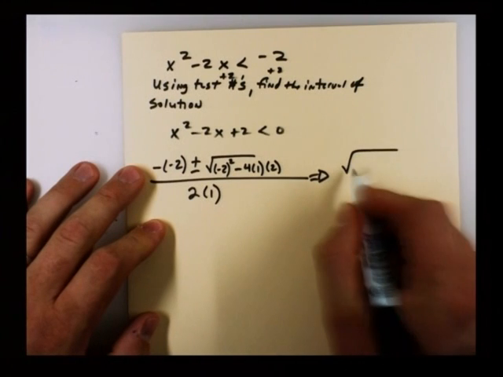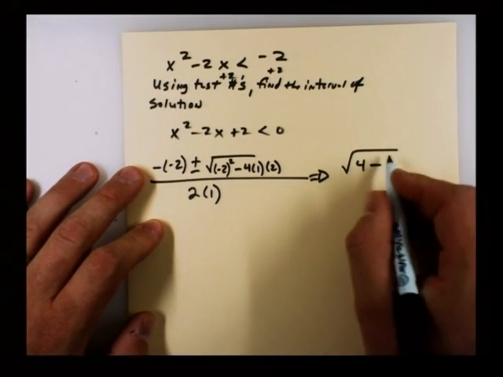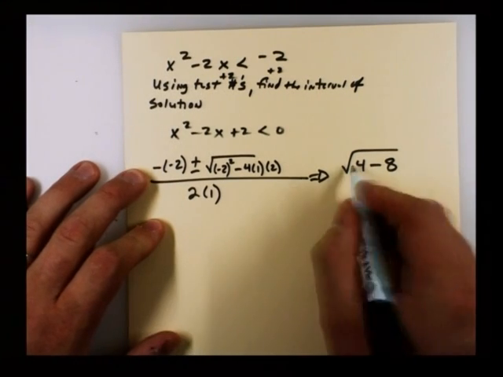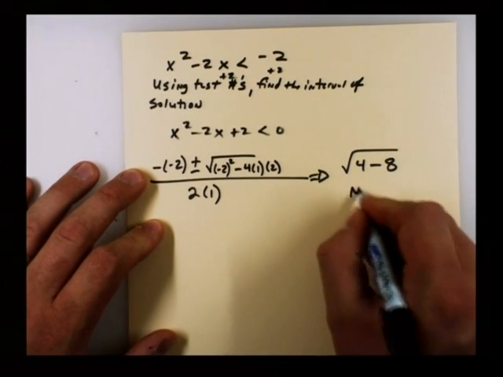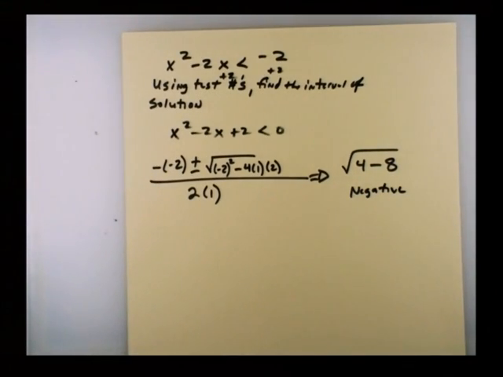Negative 2 squared gives us 4. Minus 4 times 1 is 4, times 2 is 8. 4 minus 8 is negative. What does that tell us? That tells us there's no real solution to this. In other words, there's no number you could plug in and get 0 out that's a real number for this particular problem.